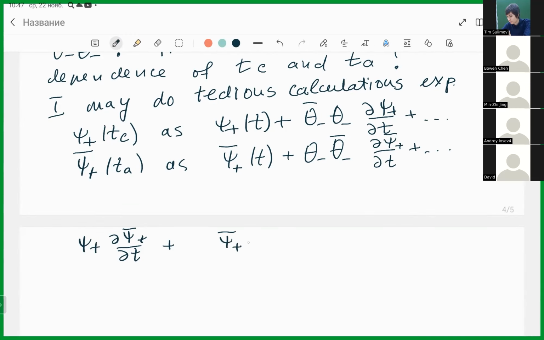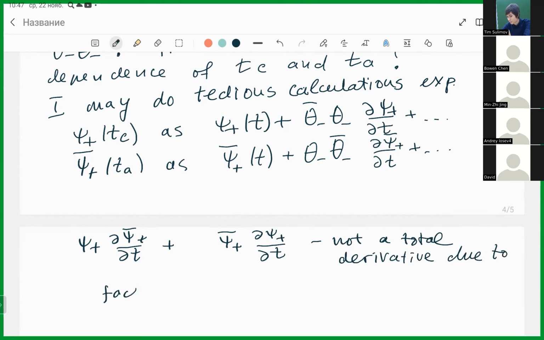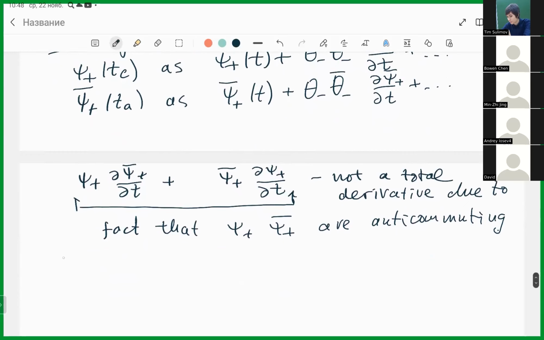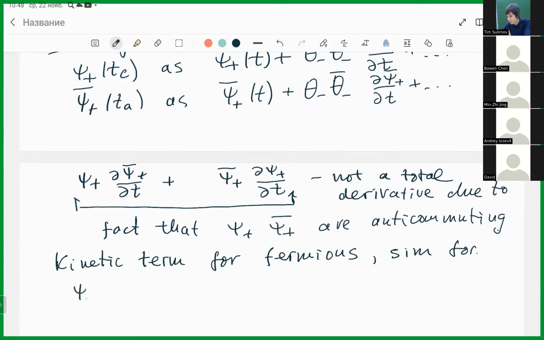So let me write it. Yes, it is not a total derivative due to the fact that psi plus, psi bar plus are anti-commuting. So that's what I'll get. Okay, I'll make it short. So this is the kinetic term for Fermi. I would say similarly for psi minus bars.